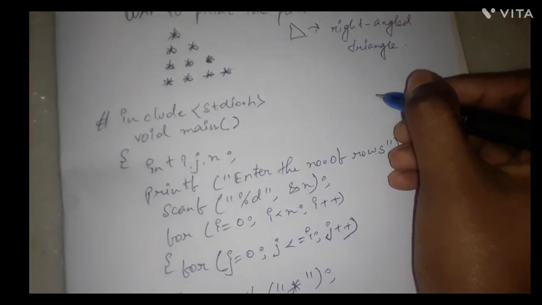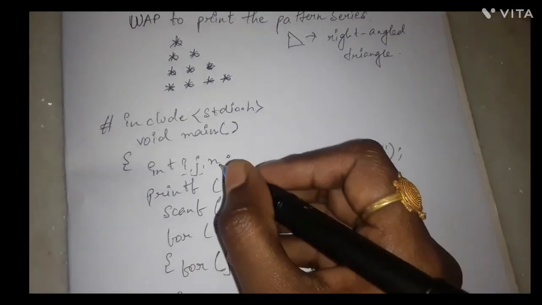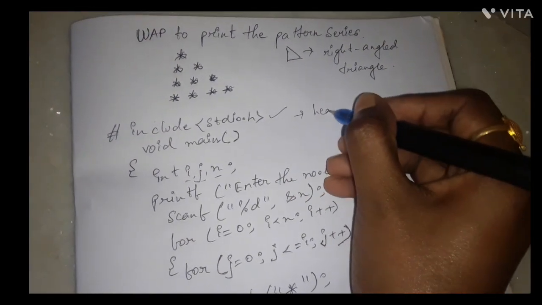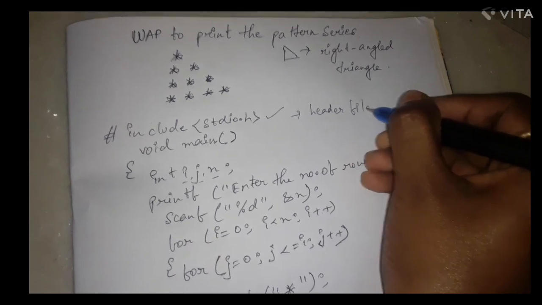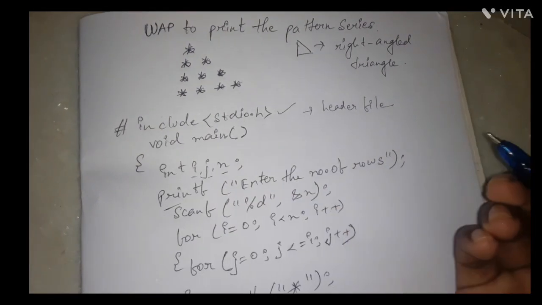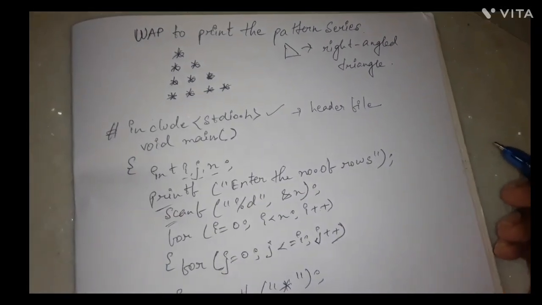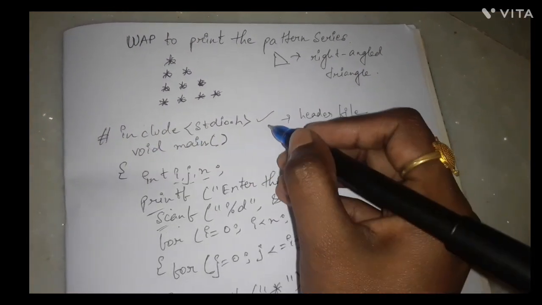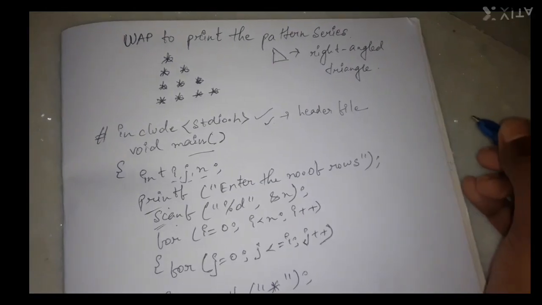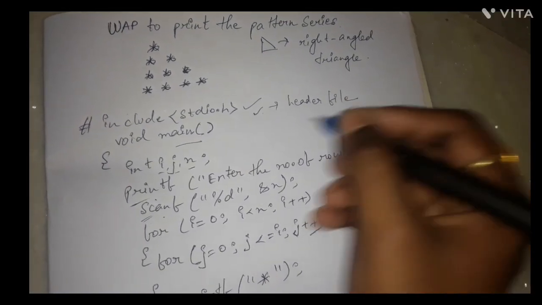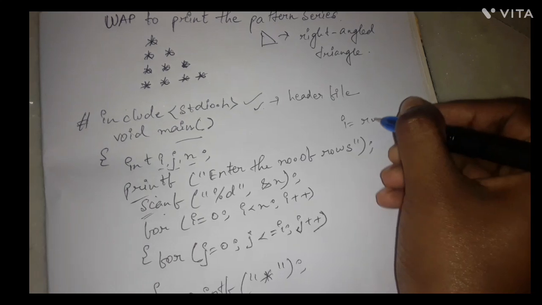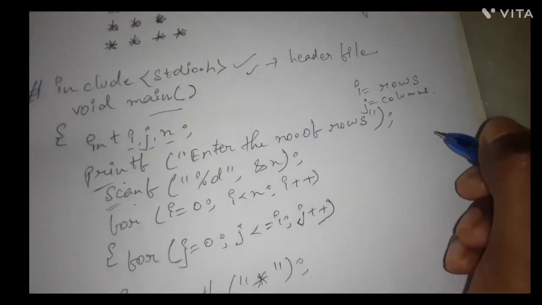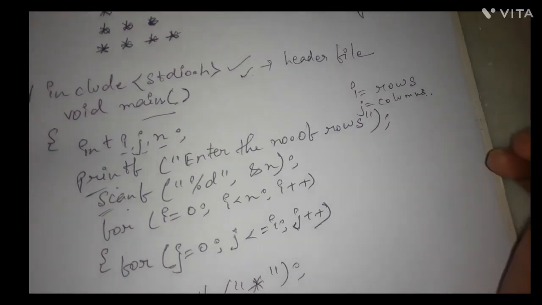Okay, so here initially we took I and J and a number called N. Let me say this is the header file where we stored all the definitions of these functions, that is printf, scanf. These functions are already predefined in the header file. This is void main, from where the execution starts. Now here I is the number of rows and J is the number of columns.